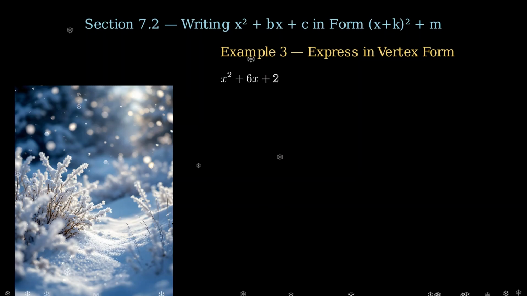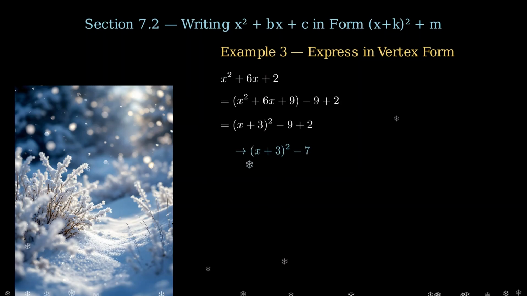Let's solve example 3. Express x squared plus 6x plus 2 in the form x plus k squared plus m. First, looking at the first two terms, b is 6, so we add 3 squared, which is 9. This gives us the perfect square part, x plus 3 squared. To balance the expression, we must subtract 9, then add our original constant c, which is 2. Combining -9 and plus 2 results in our final answer, x plus 3 squared minus 7.